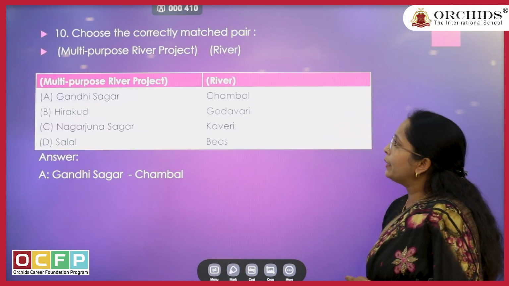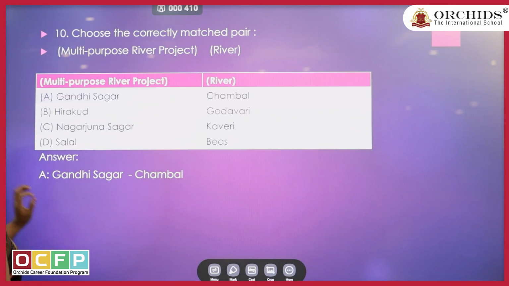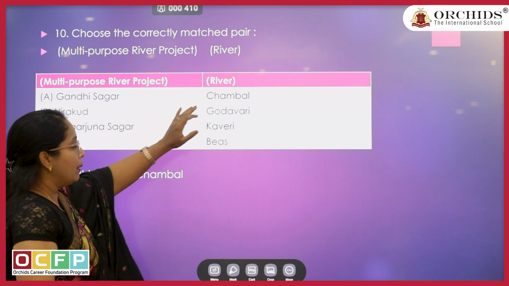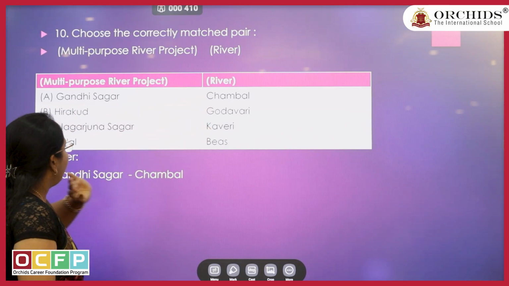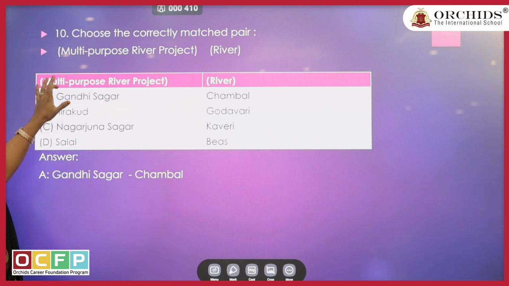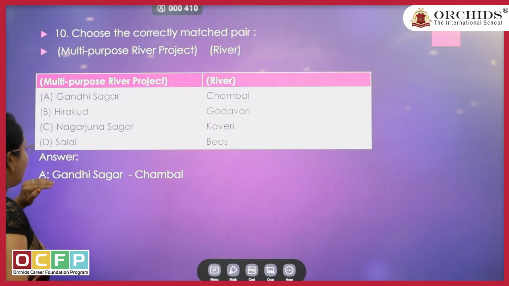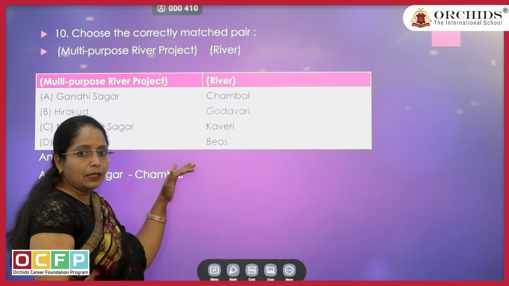Now let us go to the next question. Choose the correctly matched pair. Just go through the options here. Gandhi Sagar, Chambal; Hirakud, Godavari; Nagarjun Sagar, Kaveri; Salal, that is Beas. These river projects or dams are constructed on different rivers. But the correct option is Gandhi Sagar on the Chambal River.